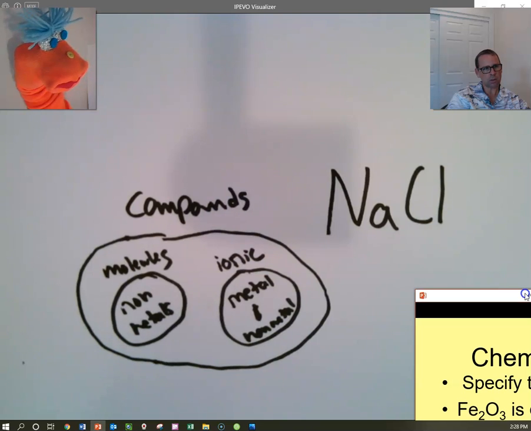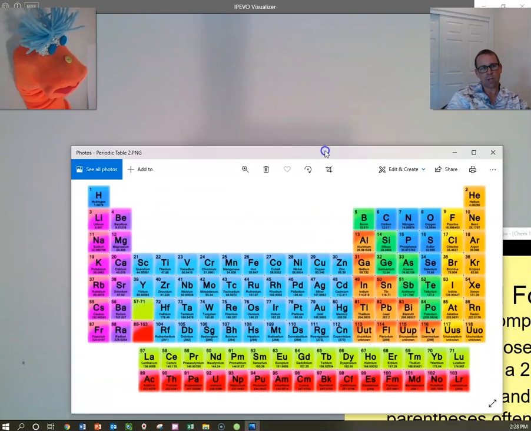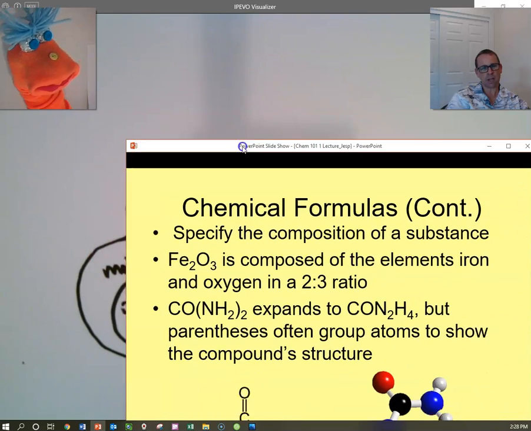Ionic compound. Oh, iron oxide? That's right. Iron oxide is an ionic compound. How did you know? Because ionic contains metals and nonmetals, and iron is a metal. That's right. Now, if you didn't know that iron was a metal, you could always use your periodic table and see that it's to the left of the staircase. So that's an ionic compound.